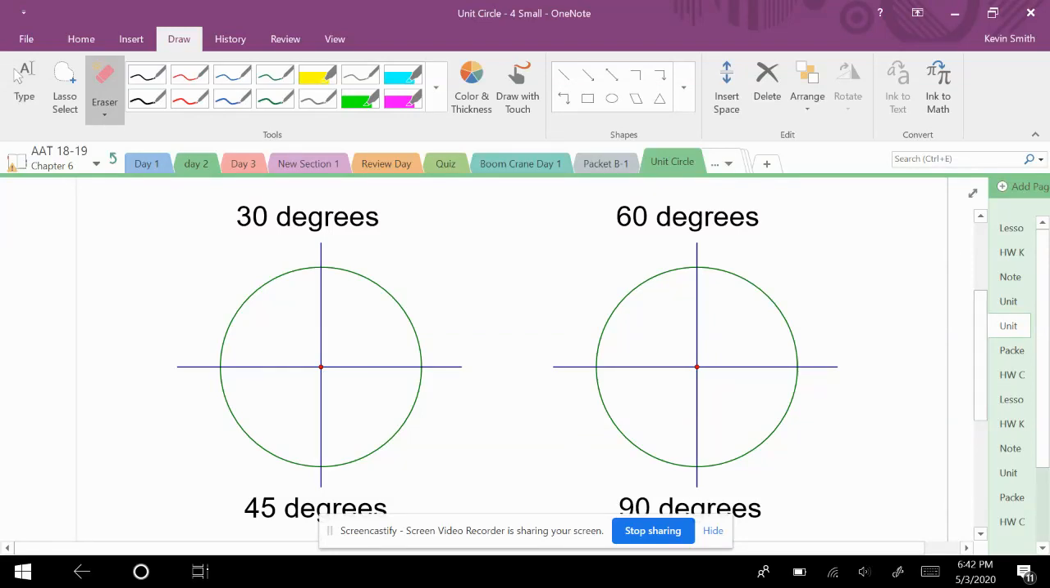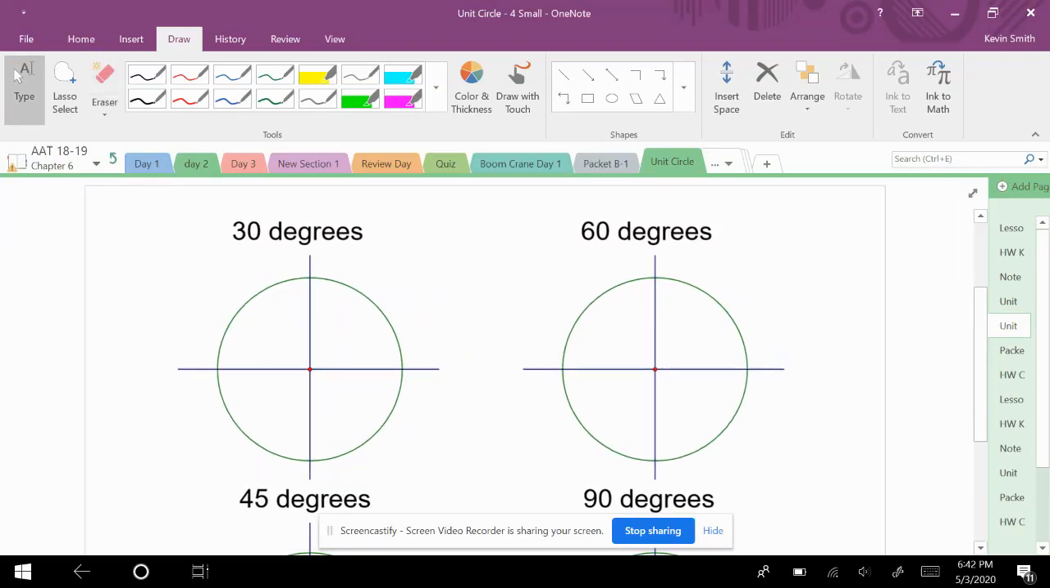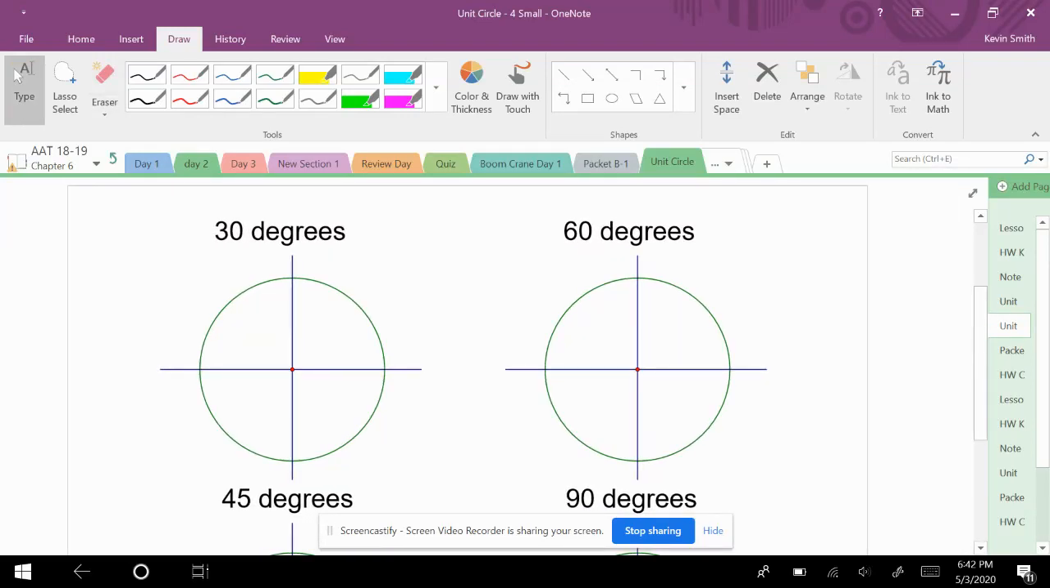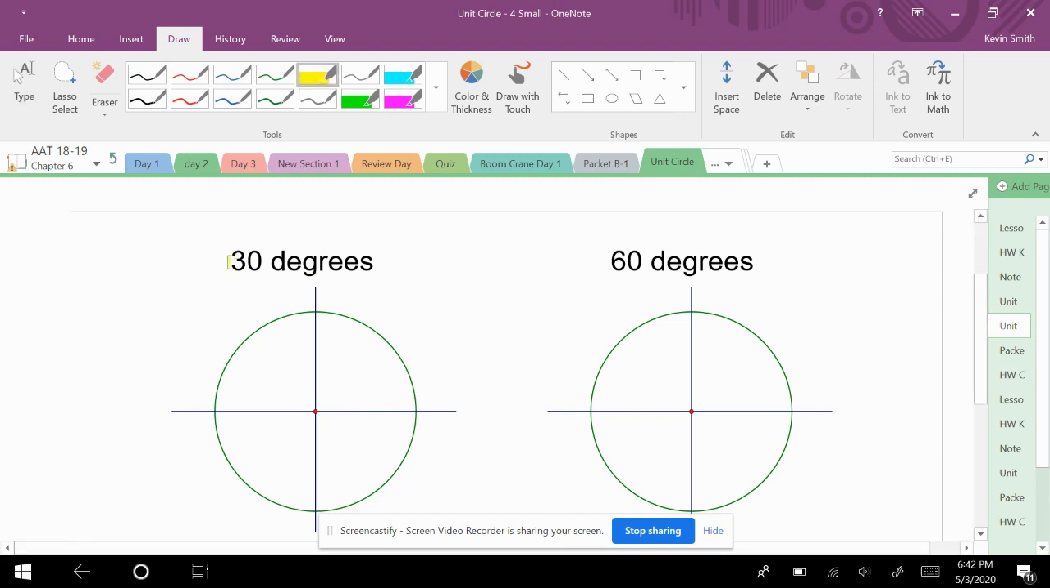Okay, so we are going to practice within the unit circle. Again, hopefully you have that note sheet. If not, just draw a big circle and an XY axis going through it. And we're going to look at reference angles of 30 degrees in all four quadrants on the unit circle.